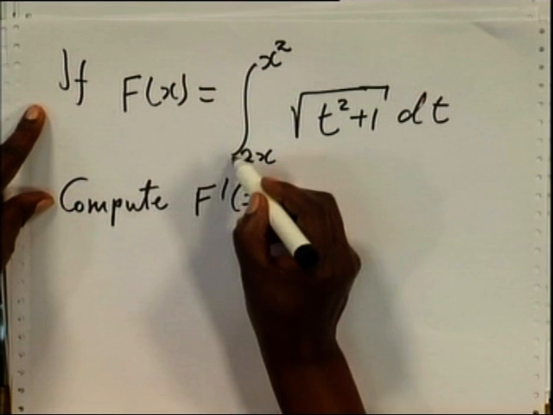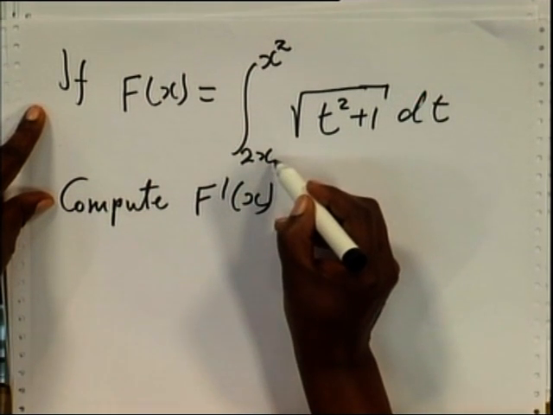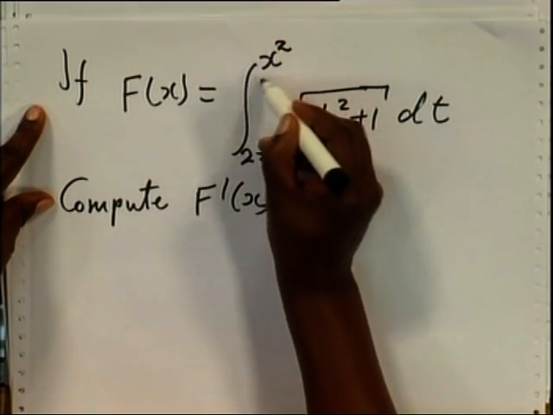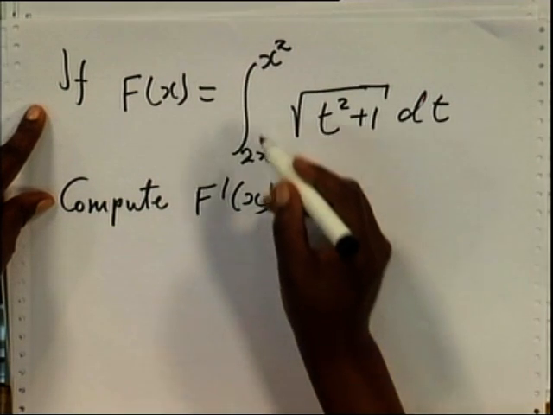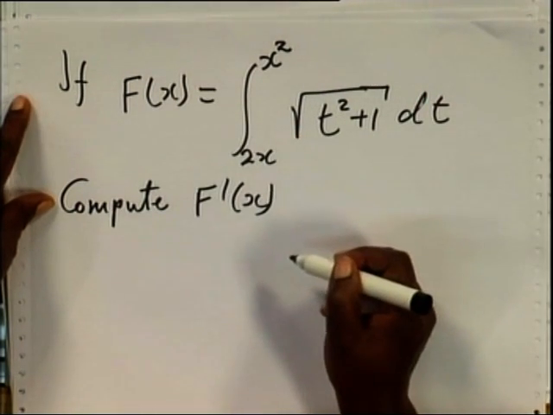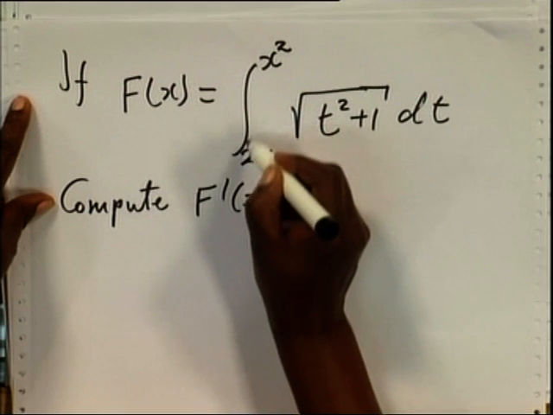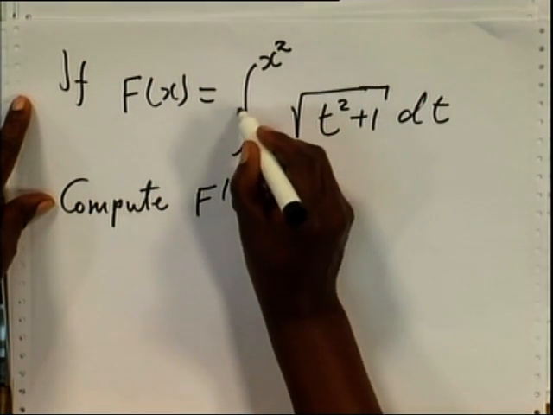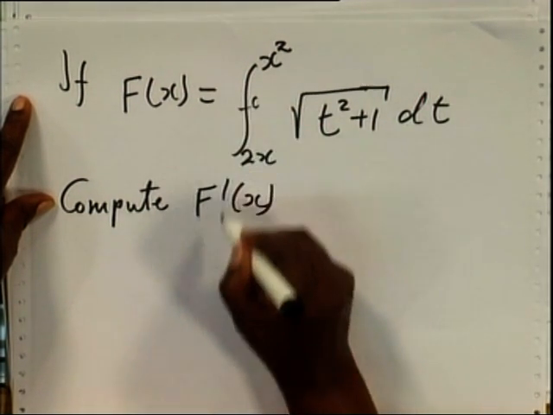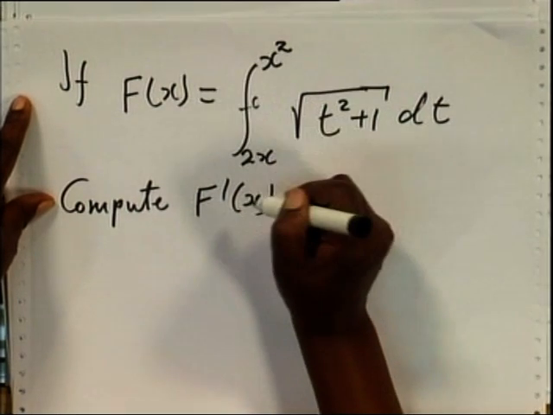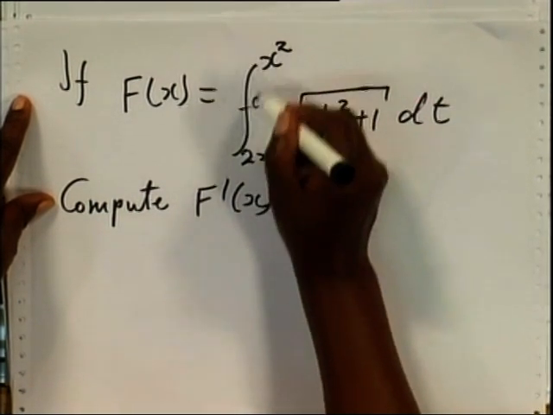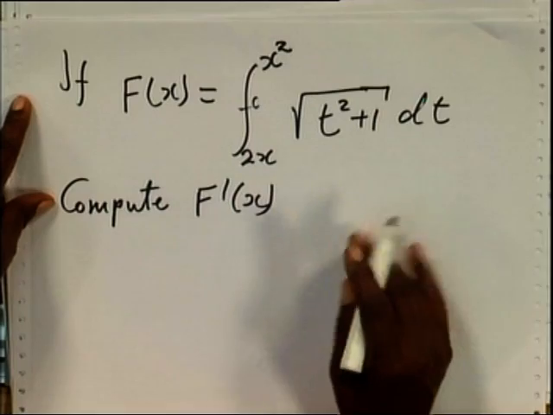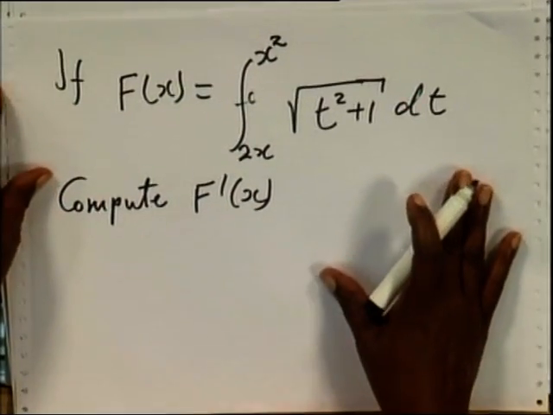Now I see here the lower bound is a variable, and the upper bound is a variable. So before I go on with the fundamental theorem of calculus part 2, I'm going to split this bound. I must create a constant in between these bounds, between this lower bound and the upper bound, so that I can apply the fundamental theorem of calculus part 2.